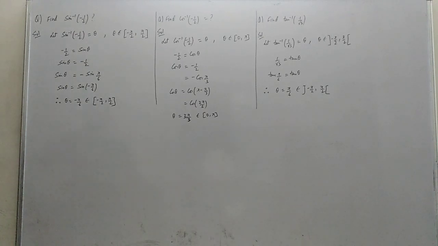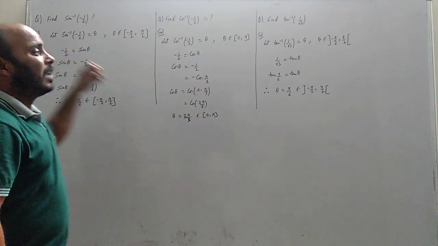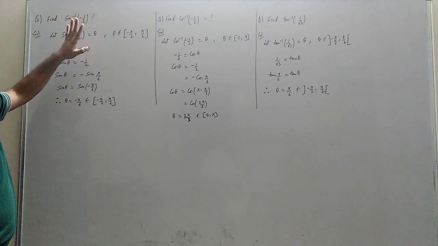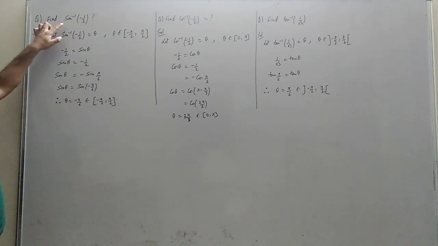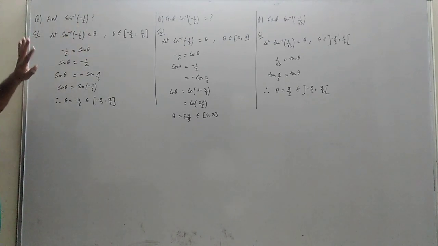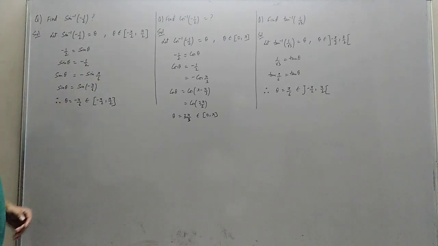See, I have these three simplest questions here where you will understand everything nicely. See here. Find sine inverse of minus half. What you need to calculate is sine inverse of minus half. Solution starts from here. Let sine inverse of minus half equal theta. That means I have considered this term as theta, and you need to calculate theta.